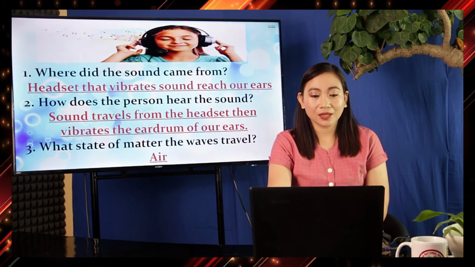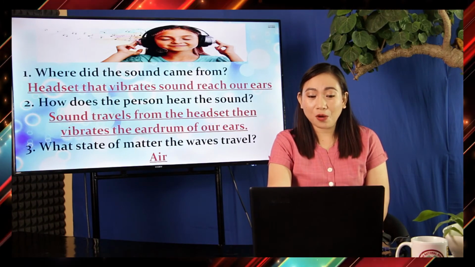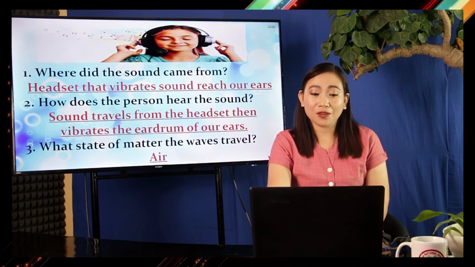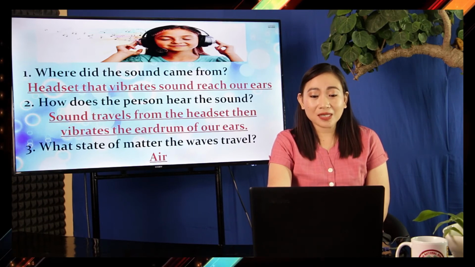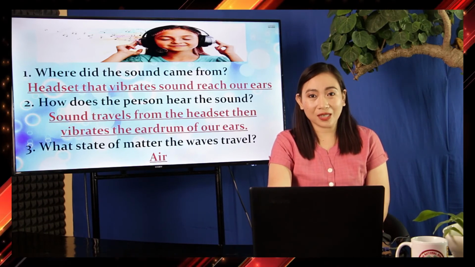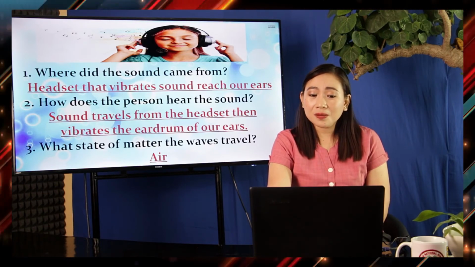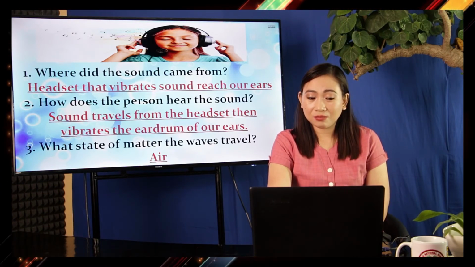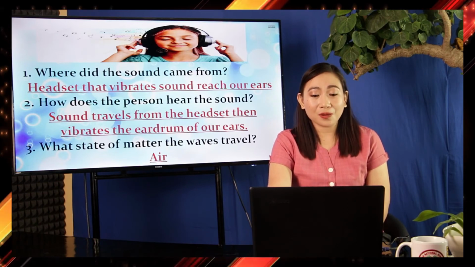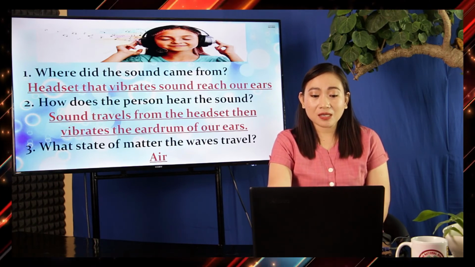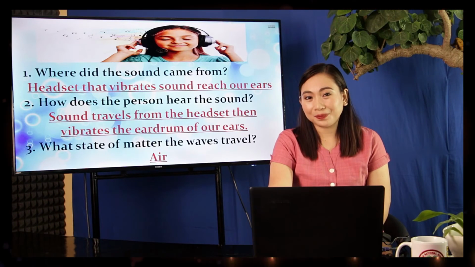For picture number 2, where did the sound come from? The sound came from the headset that vibrates the sound which reaches our ears. Question number 2. How does the person hear the sound? The sound travels from the headset, then vibrates the eardrums of our ears.